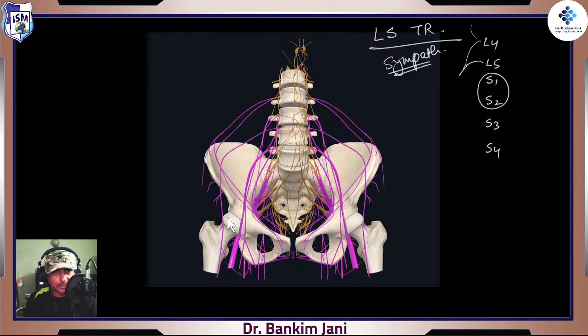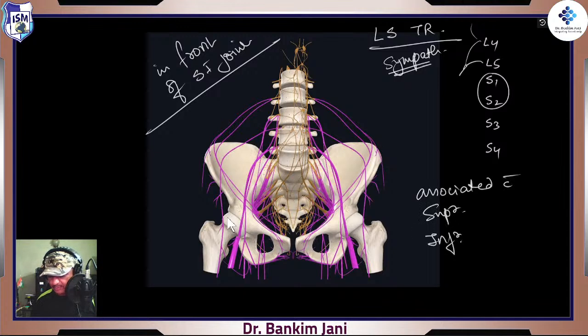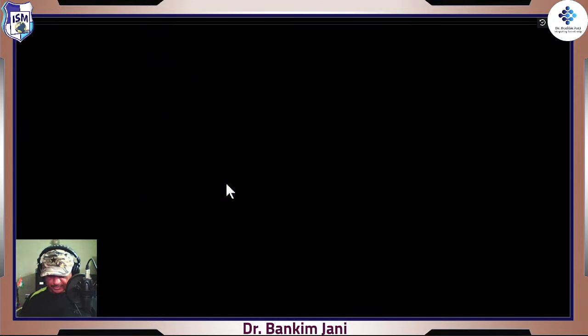So the lumbosacral trunk is just in front of the sacroiliac joint, the SI joint, right? And we saw that it is associated with those vessels, the superior gluteal and inferior gluteal arteries. You saw that. Okay.